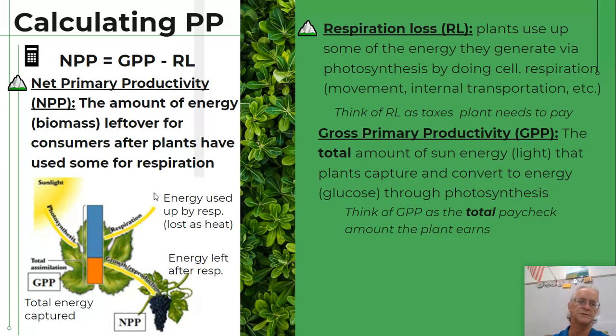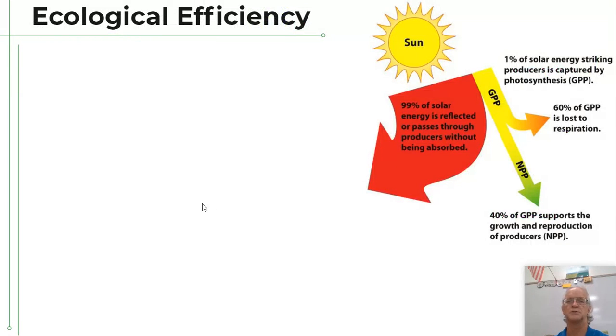And here we just see it in a picture, where the total photosynthesis coming in, what is captured by the plant, is gross; energy used is lost as heat and for growth; energy left over is what the plant keeps. So, ecological efficiency. You can see here the sun comes down, 99% is lost. 1% actually goes to photosynthesis. 60% is lost to respiration, which leaves us about 40%, or 0.4%.